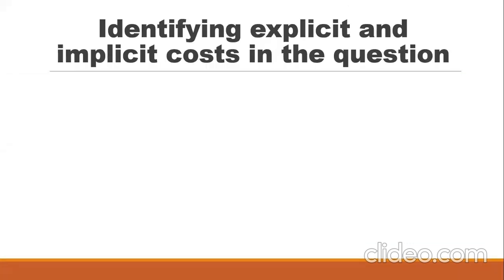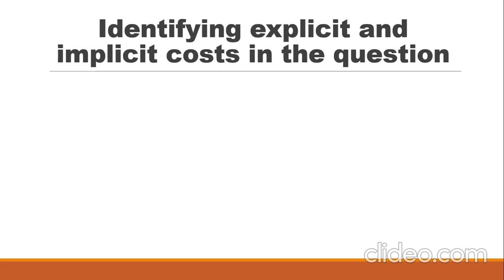All right, now let's look at how you can identify explicit and implicit cost in a question. Let's say you are faced with a question in an exam or a test, and you do not know how to identify explicit cost and implicit cost. So what you have to know is the difference between explicit and implicit cost. Just to remind you again, explicit costs are actual costs that the business has to incur, and implicit costs are costs of giving up something. For instance, opportunity cost. Those are implicit costs.